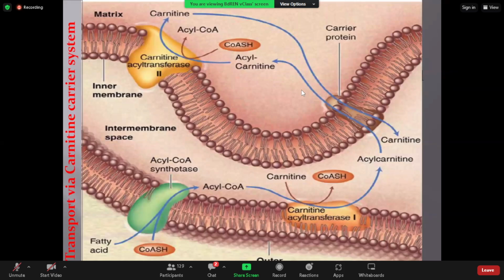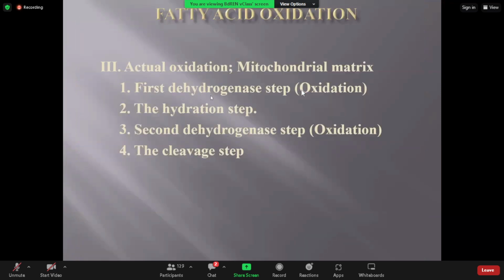So when this fatty acyl coenzyme A enters into the inner mitochondrial membrane, the actual oxidation of the fatty acyl coenzyme A is conducted, and it also has 4 steps to convert this fatty acyl coenzyme A into acetyl coenzyme A. These 4 steps are: first, dehydrogenase step, this is oxidation; then hydration step; then second, dehydrogenase step; and the cleavage step.